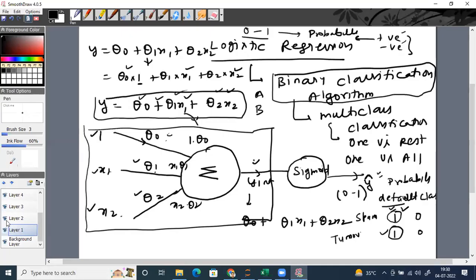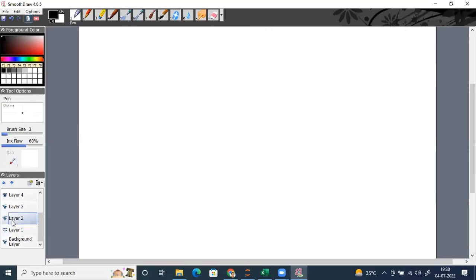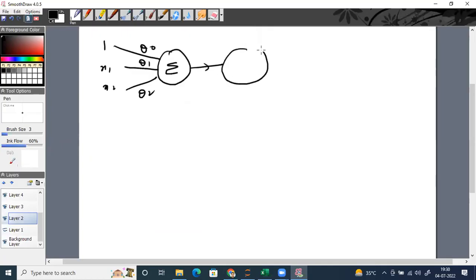Now let me come to the next slide. See everyone, what I said: you take some values like 1, x1, x2, assign them weights theta naught, theta 1, theta 2, pass them to a summer, and after that pass them to a function known as the sigmoid function. This sigmoid function gives me the probability of the default class. This value will always be between 0 and 1.